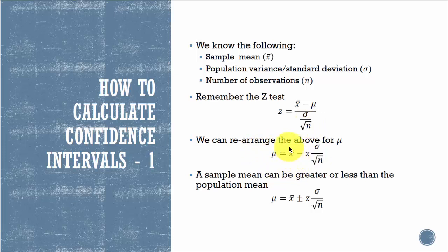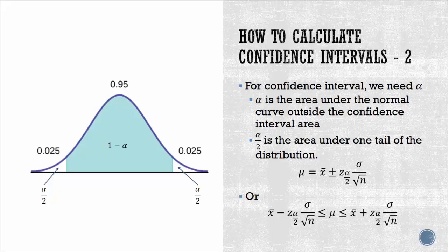And because the sample mean X bar could be greater than or less than the population mean, we replace this minus with a plus minus sign. So far, so good. So to calculate the confidence intervals, we need to determine what is the value for Z, for which we need alpha. Alpha is the area under the normal curve outside the confidence interval area. So this is half of alpha here in one tail and half of alpha here in the other tail. So if our alpha is equal to, say, 5%, which is 0.05, then half of it will be alpha by 2, or 0.025 here and 0.025 here, and 0.95 is the 95% here.